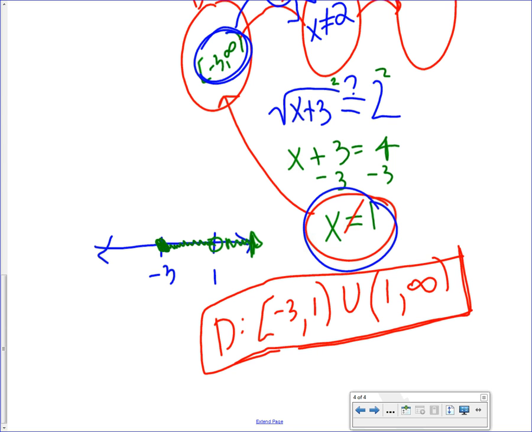The domain piece is really tricky. We are going to spend a lot of time practicing this. This is the end of our notes, so go ahead and draw your line for your summary and come into class ready to practice domain.